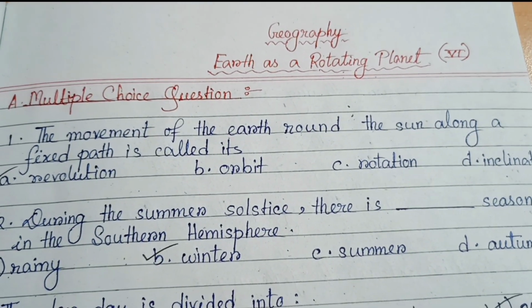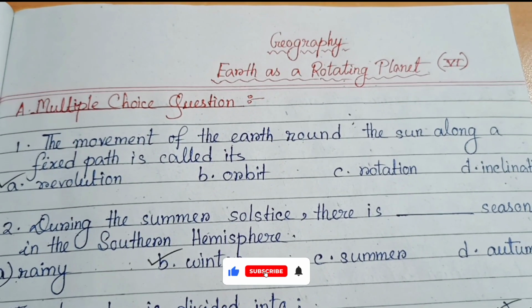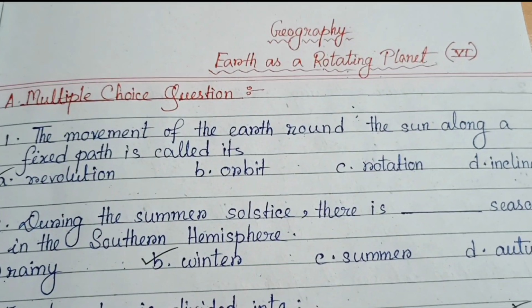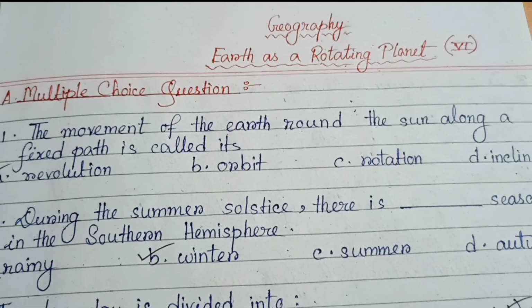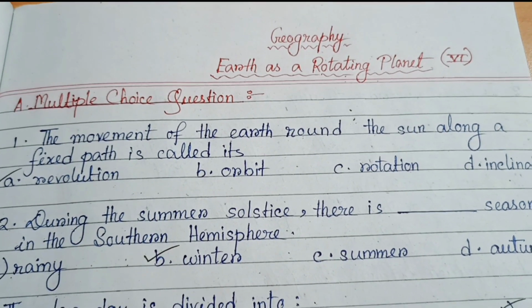হ্যালো স্টুডেন্টস, আজকে আমরা ক্লাস 6-এর জিওগ্রাফি আর্থ অ্যাজ আ রোটেটিং প্ল্যানেটের এক্সারসাইজ করব। এক্সারসাইজটা শুরু করার আগে আজকের কুইজ তোমাদের বলে দিই। How many parts are there in a comet? Name them. এর অ্যান্সারটা আমি ভিডিওর যে কোনো মুহূর্তে রিভিল করব, আর অপেক্ষায় থাকব যে তোমরা কারা কারা এই রিপ্লাইটা সঠিক দিতে পেরেছো। ঠিক আছে, তো চলো সময় নষ্ট না করে শুরু করি. Earth as a rotating planet.